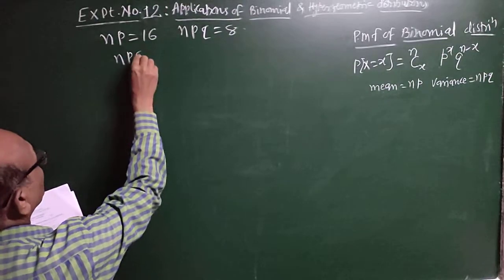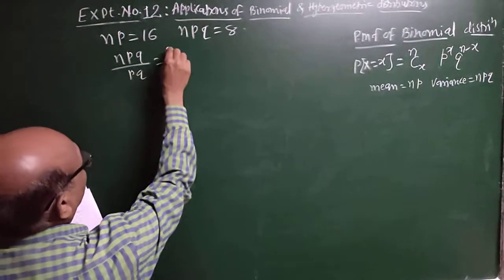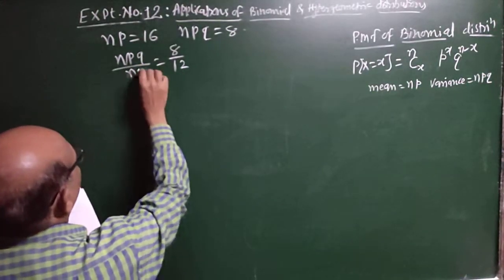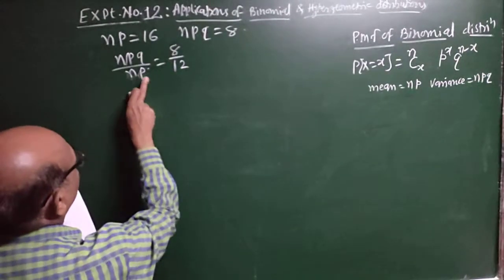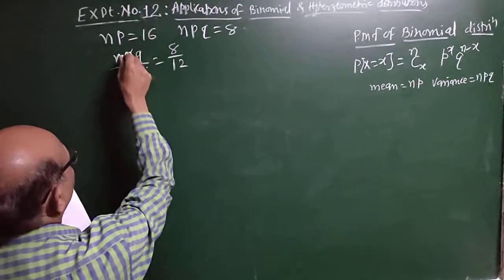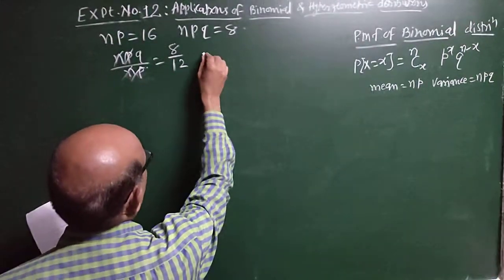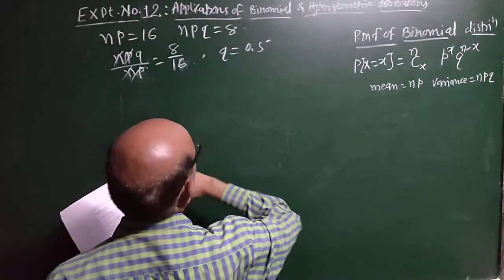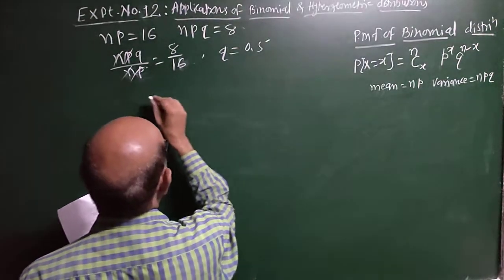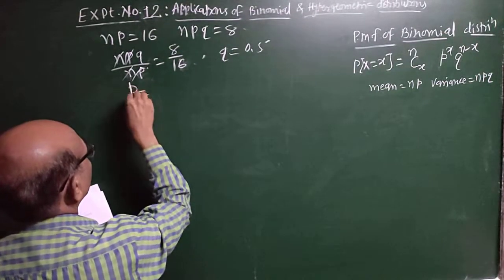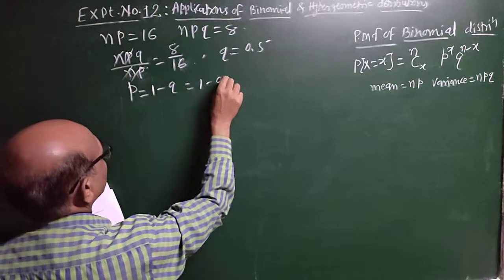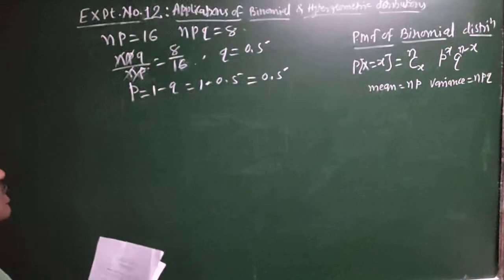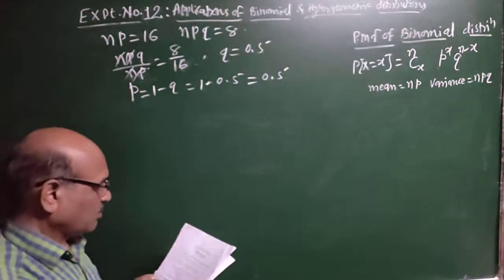So I will take npq divided by np, that is 8 divided by 16. This will get cancelled, npq divided by np, so np cancels with np. You are left with q equal to 0.5, and therefore p equal to 1 minus q, that is 1 minus 0.5, which gives you again 0.5. So this is your p and q.